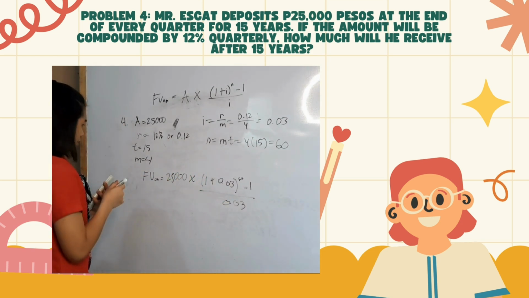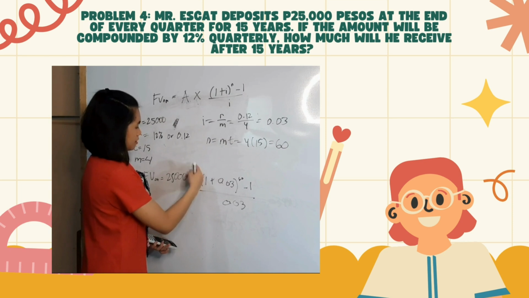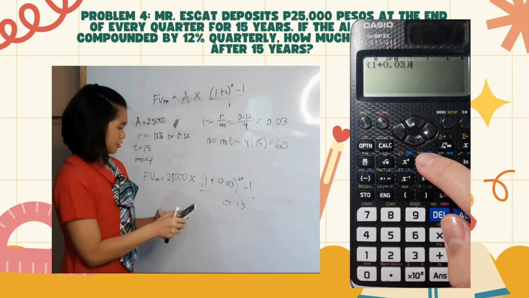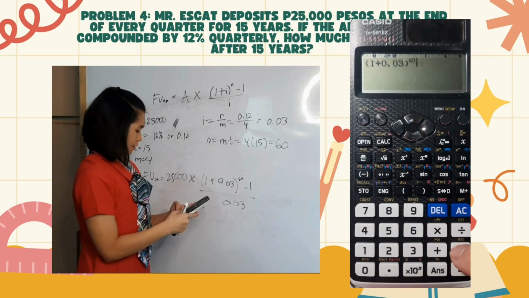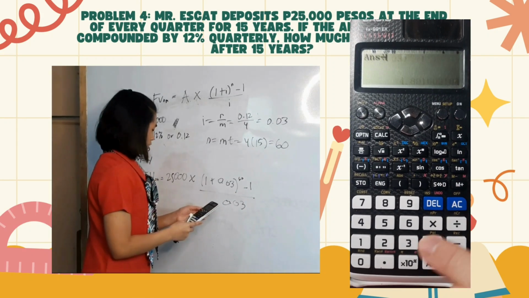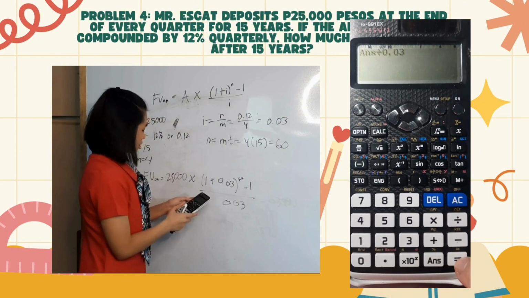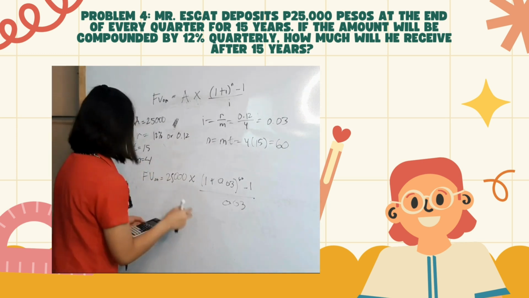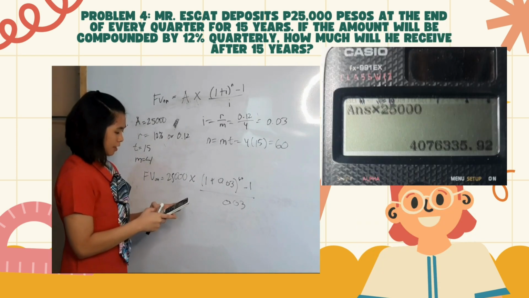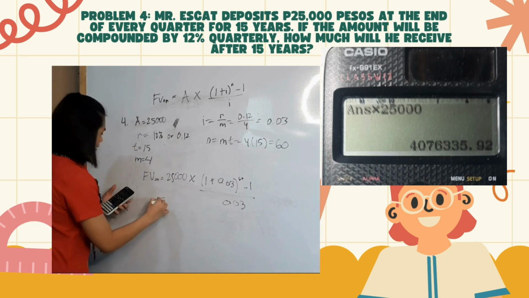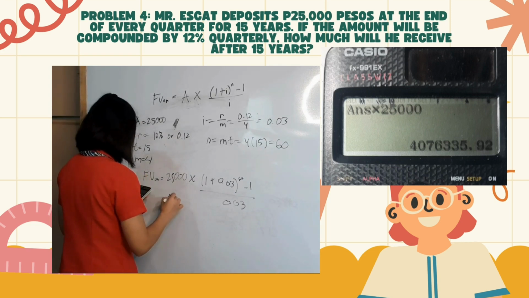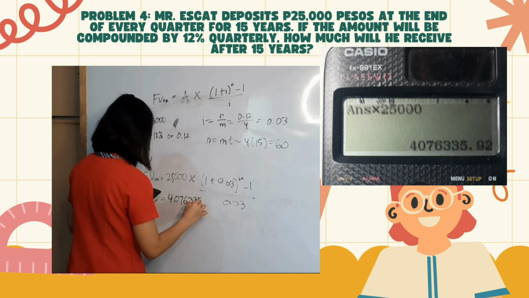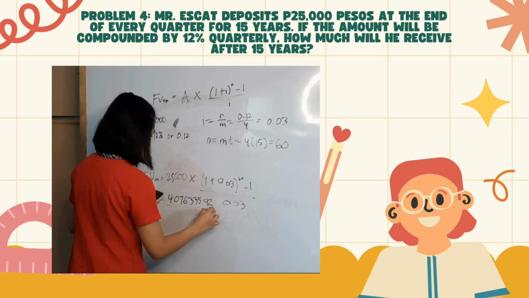So now let's use our calculators. Let's first plug this in our calculator. Open and close, 1 plus 0.03 raised to 60 minus 1. Then press enter or equal. Then you divide by 0.03 and you get 163.0534. Then multiply that by 25,000. And the answer is 4,076,335.92. This is our answer.